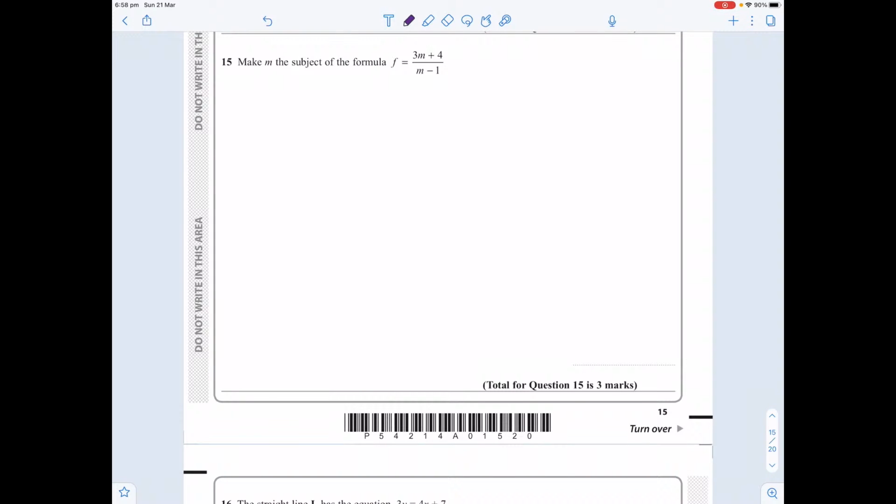The mark scheme allows an answer in the range 215 to 225, as long as you have the correct working out. So that's what the mark scheme allows. Hopefully that answered your question.